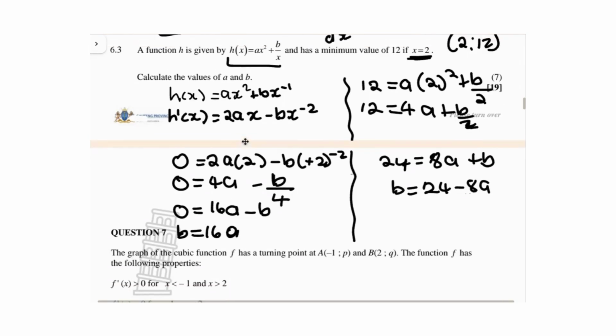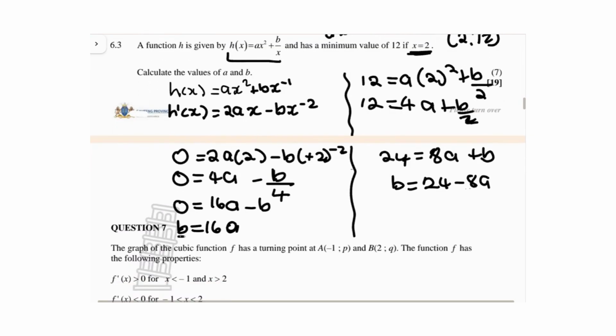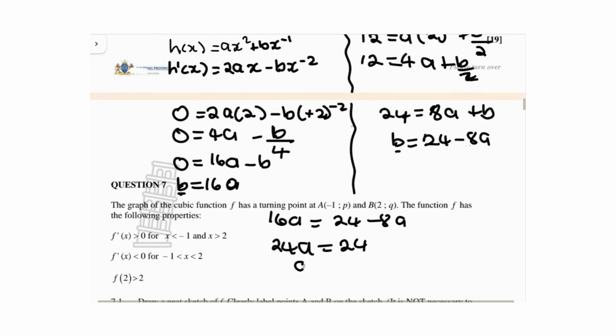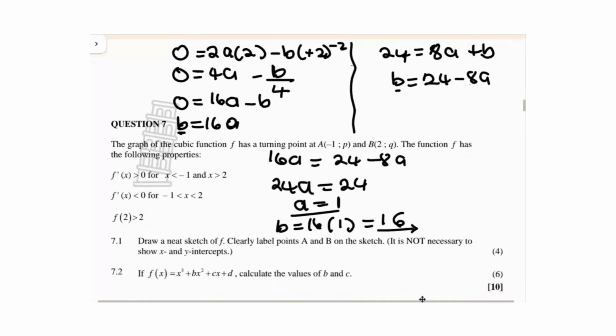So now, because we are solving for a and b, since we are looking at the same b there, I can equate 16a equals 24 minus 8a. And 16 plus 8, that's going to be 24a equals 24. And my a is 24 over 24, which is 1. And then b is going to be 16 times 1, and that is going to be 16. So a is 1, and b is 16. I hope that makes sense. I hope it makes so much sense, guys.